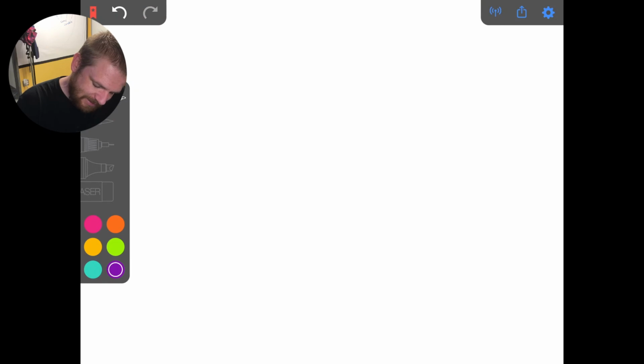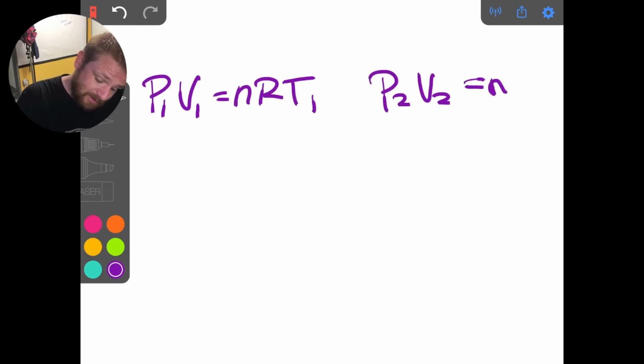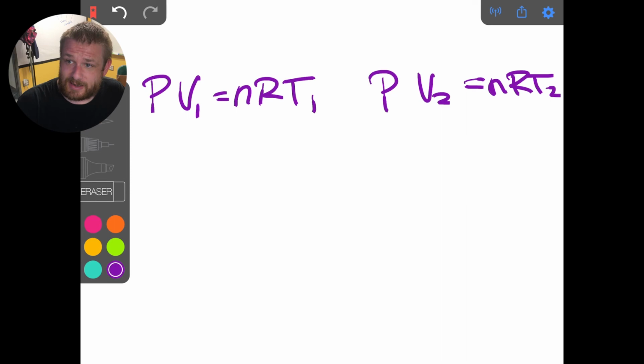So we're going to write down the ideal gas law twice. We have P1V1 is equal to nRT1, and we also have P2V2 is equal to nRT2. In this problem, in this segment, it's the pressure that doesn't change. So we can drop the subscripts on P, and now we can put everything that does have a subscript on one side of the equation, and on the other side, we can have things without the subscript.